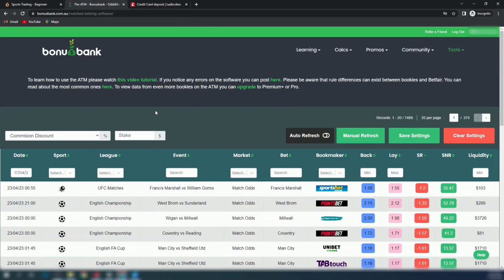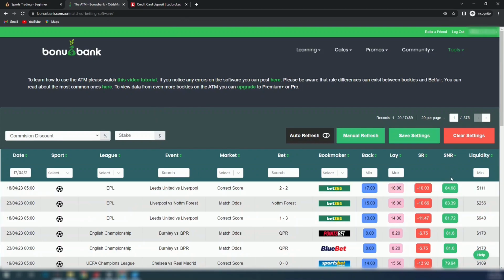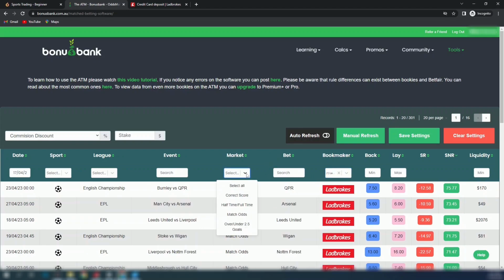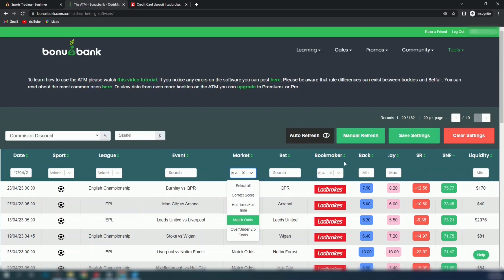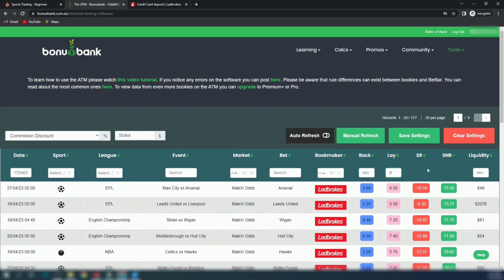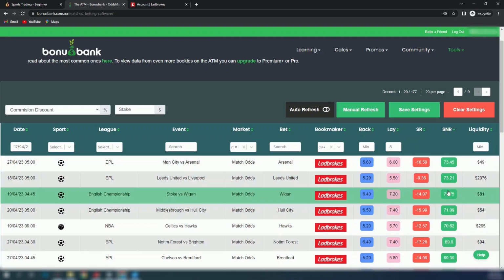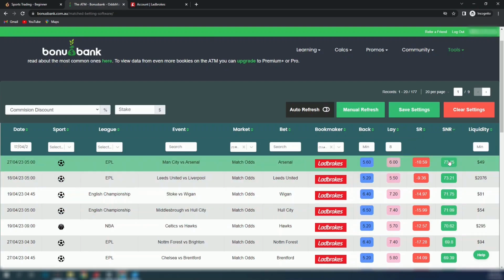So we'll set up the ATM, make sure that we have one downward arrow on the SNR column, the bookmaker set to Ladbrokes, the market set to match odds, and then also the max lay odds of 8. So we'll start by looking at the SNR column for any trades that have a percentage return of over 70%. So we can see the top one here, Man City versus Arsenal, has a return on bonus of 73.45%. So that's good, that's over 70%.